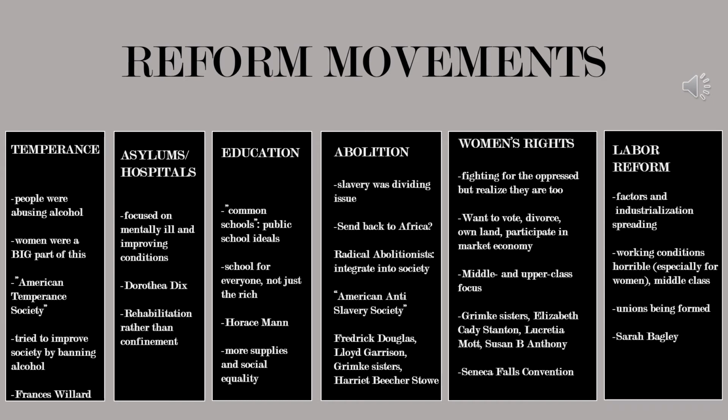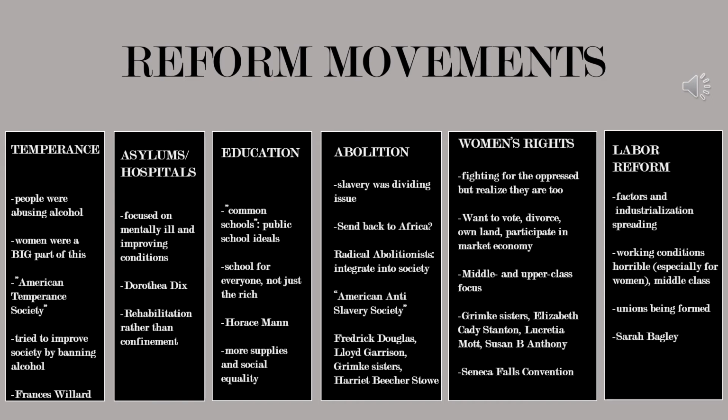And lastly, and this is very important, is the labor reform movement during this time. So in the 1830s, 1840s, and moving forward, industrialization is exploding in the United States. Factories are really going to be exploding. Agricultural is still a way of life, but now you're going to see industrialization really taking over. And with this, you're going to see more people working in these factories.